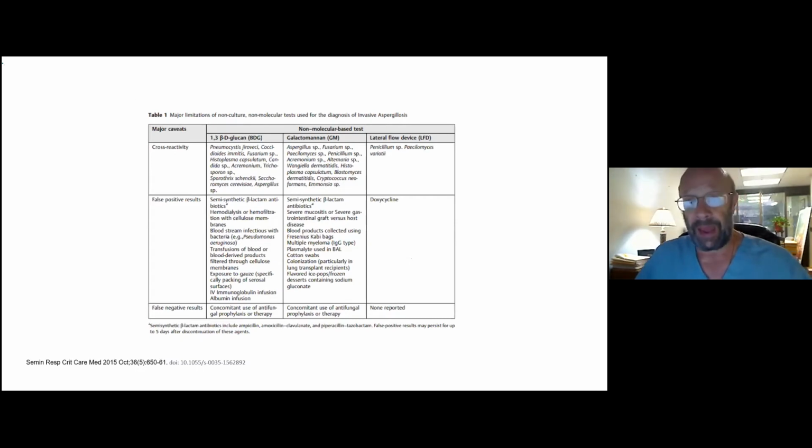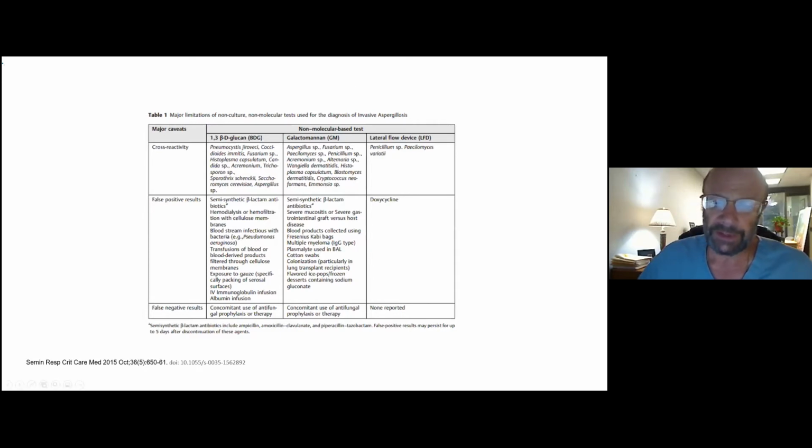Now, if one looks at these assays and compares them, again, the 1,3-beta-D-glucan is used, and it can be used for this, but it's completely non-specific. There's a lot of cross-reactivity, certainly with the beta-D-glucan and the galactomannan, much less so the lateral flow device. Other compounds, typically antibiotics, can cause false positives. Any of the beta-lactam antibiotics can do so for the beta-D-glucan or galactomannan, doxycycline for the lateral flow.